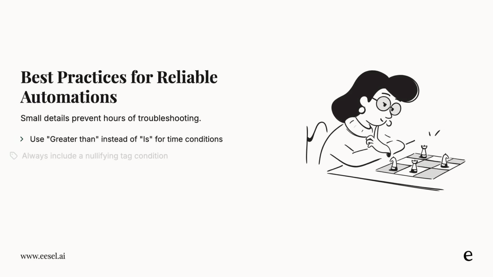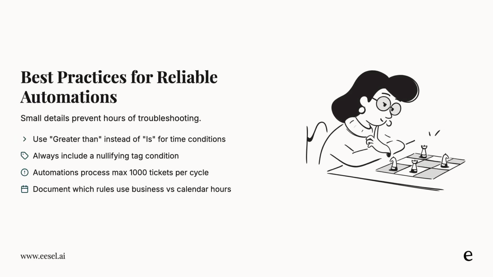4 rules to live by. Always use greater than for time conditions. Always include a nullifying tag. Remember that automations process a maximum of 1,000 tickets per cycle. And document which rules use business hours versus calendar hours.